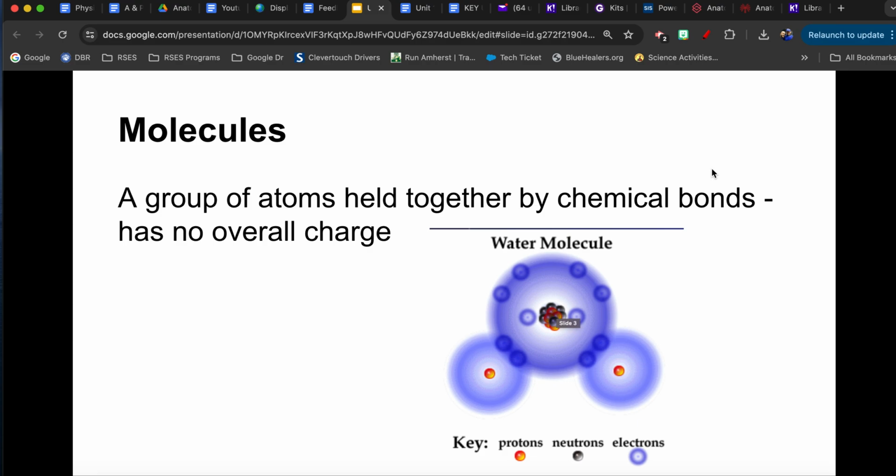When you have atoms held together by bonds, then you have molecules. So in this picture, we see a water molecule. It has a big oxygen atom combined with two hydrogen atoms. These three atoms, of two different elements, hydrogen and oxygen, combine to make a molecule.